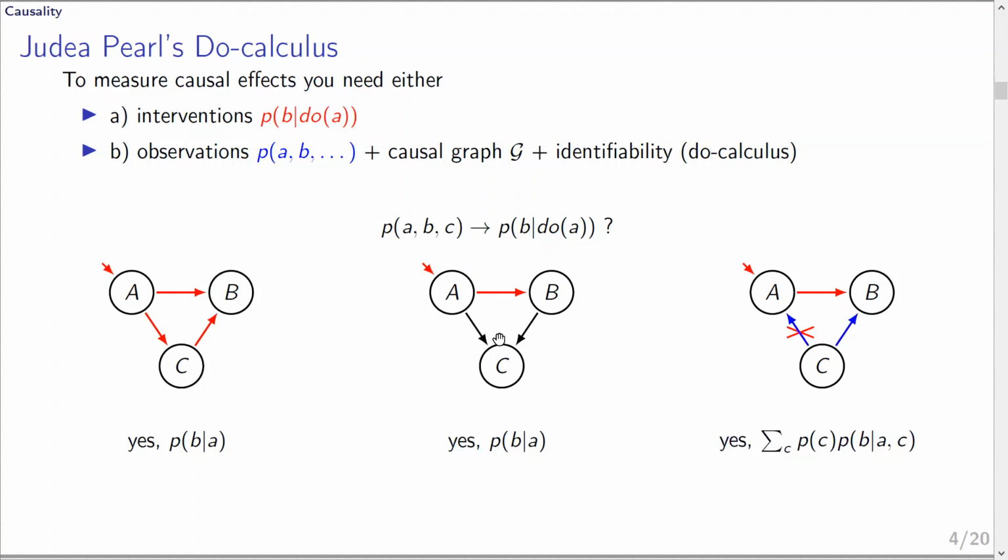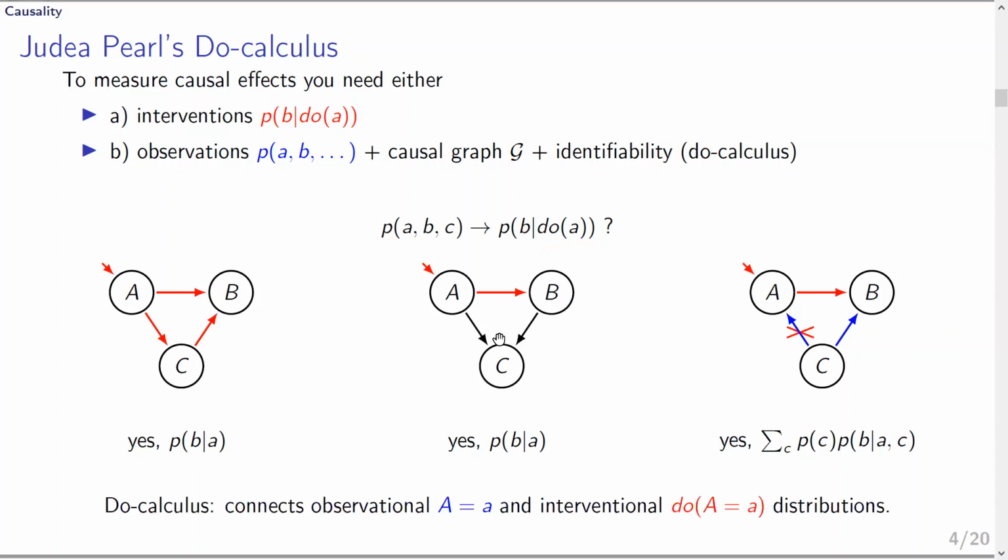And do calculus tells you, yes, you can still measure your causal relationship, and you have to apply this little formula, which is called deconfounding. So you have to condition on variable C and take the average effect when you condition on variable C. I won't go into details, but do calculus gives you this nice formula to measure your causal relationship.